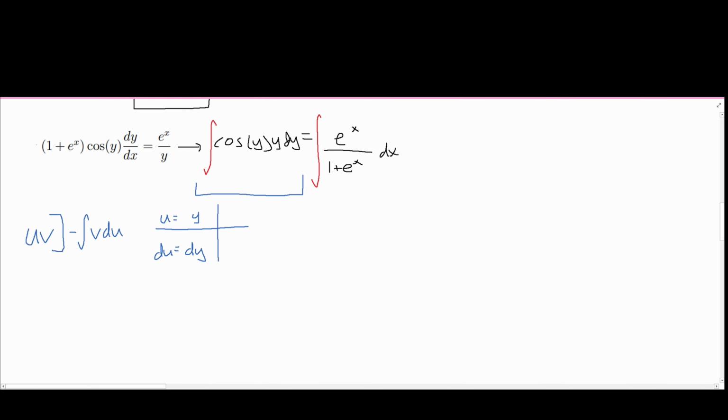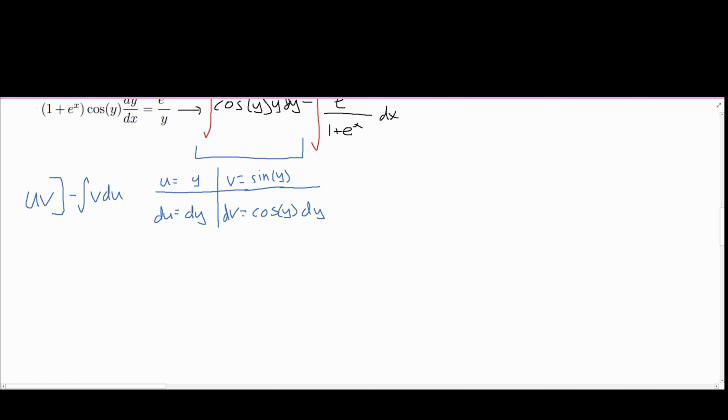You want to take the thing that can most easily be cut down. You want to have less work for yourself, so y is pretty simple. And also, if you just use cosine of y for u, you're just going to get a negative sine of y, and that's not really going to help. So dv is equal to cos y dy. v is equal to sin y.